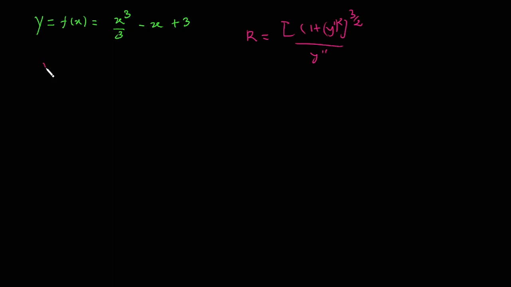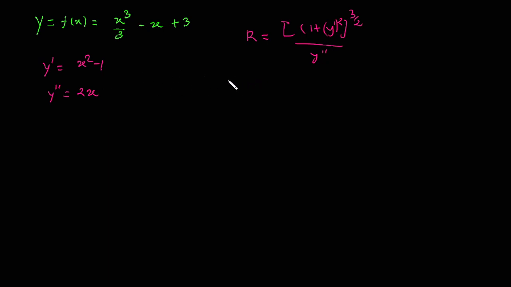Now let's take another function, which is a polynomial. Let's write here our second function. It is a polynomial: x cubed by 3 minus x plus 3. Now use the same formula for the radius of curvature. We have to find the first derivative, which is simply x squared minus 1. We also need the second derivative, which is simply 2x.